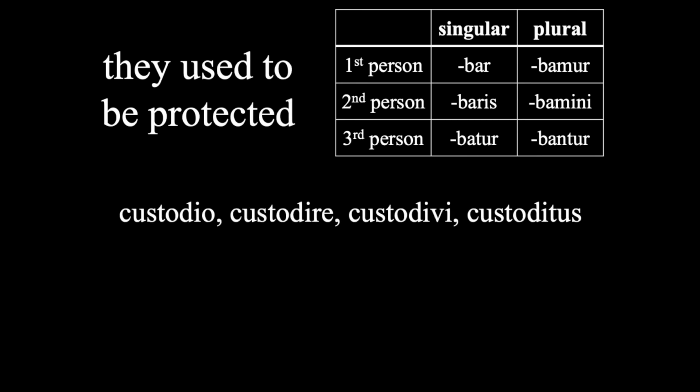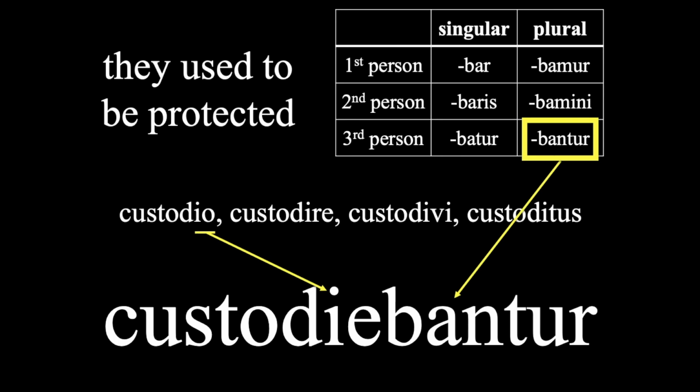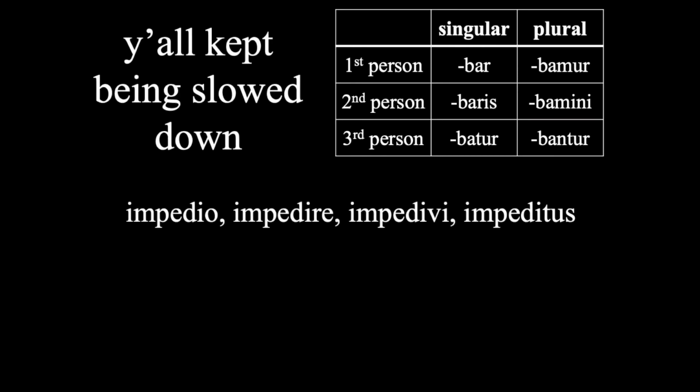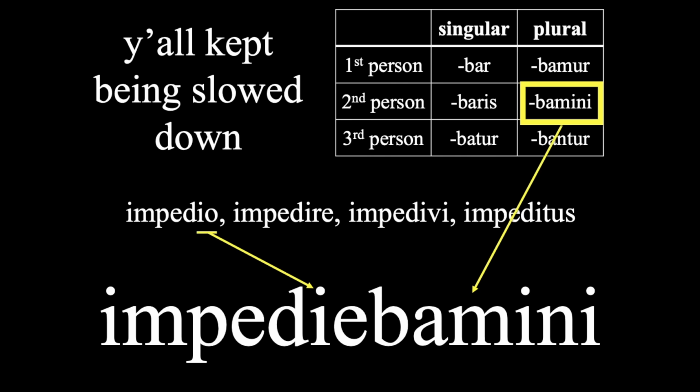The next one, they used to be protected. Custodire is an IO verb because it's fourth conjugation. So the imperfect will have an IE. And then we're going to add the ending and get custodiebantur. They were being protected, or they used to be protected. All right. Next one. You were being slowed down, or y'all kept being slowed down. The verb is impedire, which is also an IO verb. So we'll have that IE. We'll add the second person plural ending, and we'll get impediebamini.